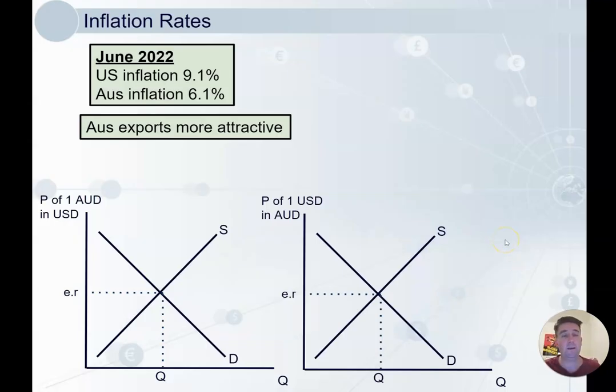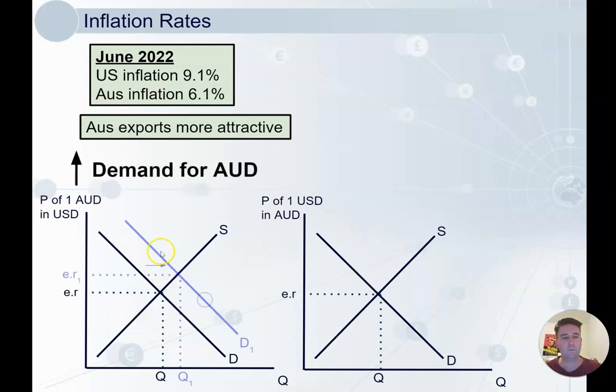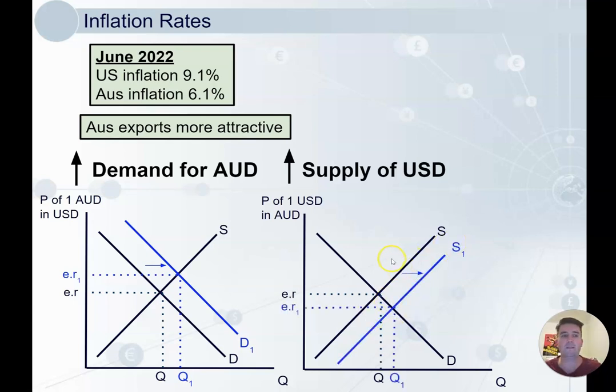Inflation rates again. Here, Australian exports become more attractive as well because our prices aren't going up as much as US prices. So they might start to think, well, wait, the Australian stuff's not getting as expensive. Let's buy theirs instead. So, of course, increase in demand for the Australian dollar. We can see that. We know what's going on there. Increase in supply of US dollar. So we will practice these a lot in class. We're seeing a lot of the same diagrams. That's good. That's going to make it easier.